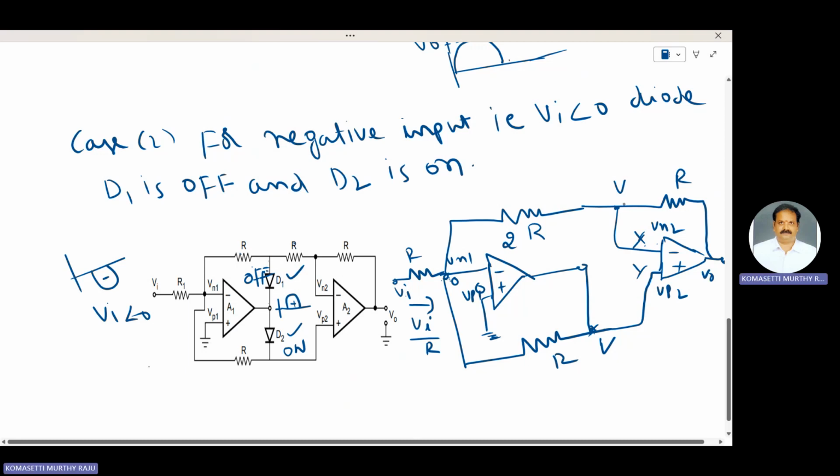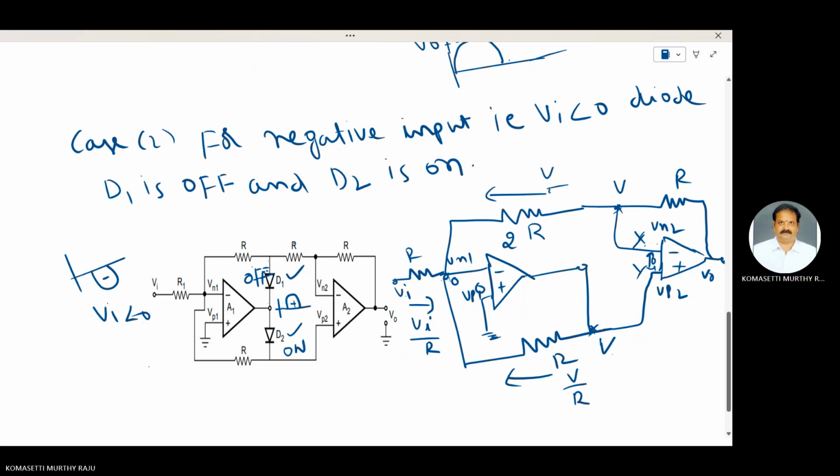Let V be the voltage at X point, that is VN2. According to the virtual ground concept, this is 0. Vx is equal to Vy. At the Vy, that means Vp2 is also V. The current here is V by R. The current here is V by R. And here V is the voltage applied to this point. The current flowing through this one is also V by 2R. V naught also. Here V by 2R. These are V by R, and this one is V by R.